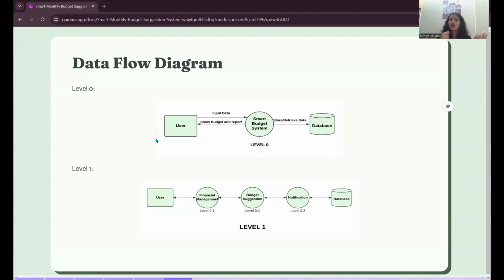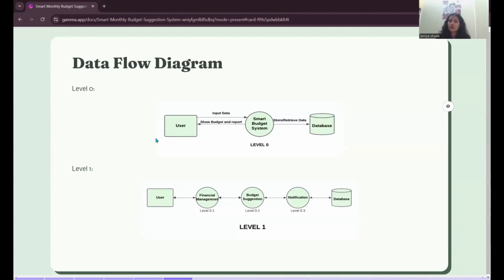So the user sends the data to the financial management, and further to the budget suggestion, which generates the budget, and then a notification if it exceeds the limits. Then further it is stored to the database and vice versa.